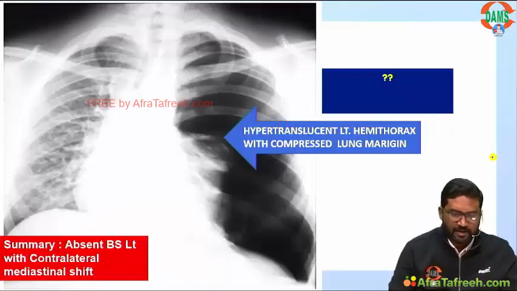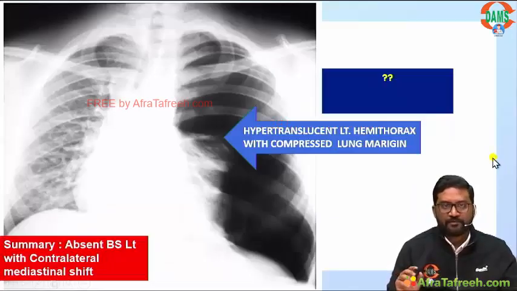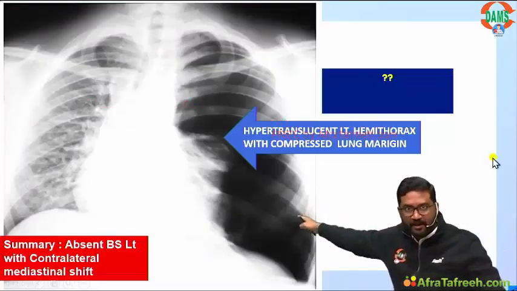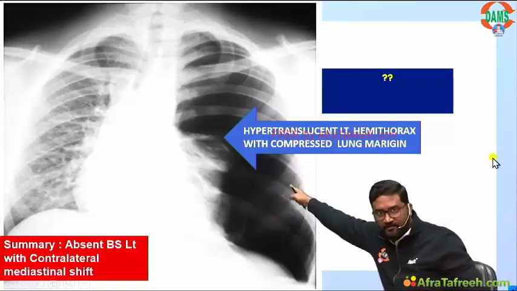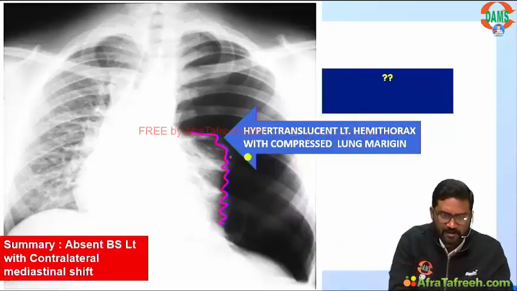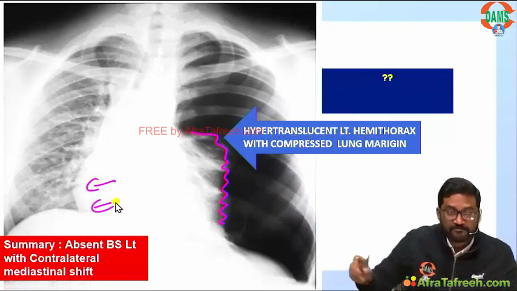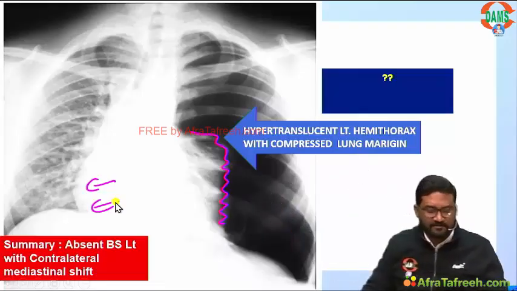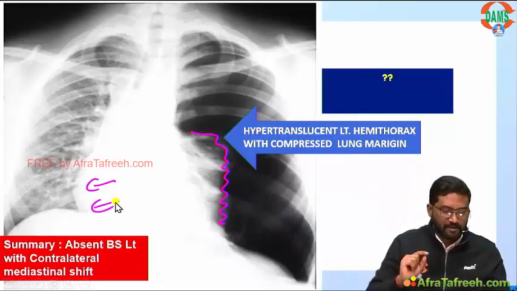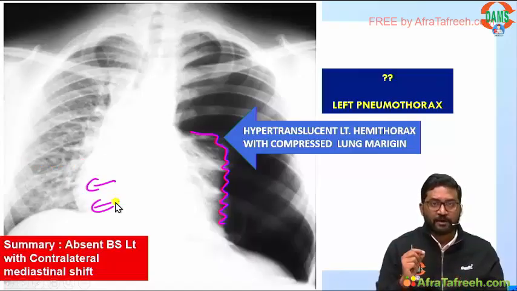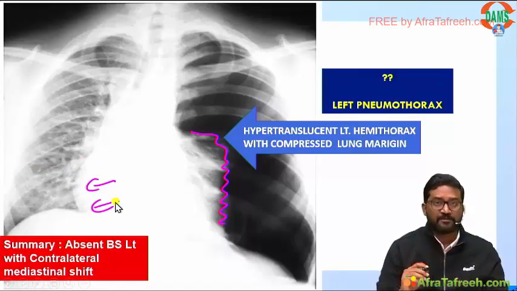Now coming to examiner's favorite. If an examiner wants to ask one X-ray from respiratory medicine, it will be this X-ray. What is this? This is black. And what else you can see? You can see compressed lung margin. And what is this? Shift of mediastinum to the opposite side, because there is a black area, there is a shift with compressed lung margin. This is left pneumothorax. So this is how we need to clinically and radiologically differentiate the common clinical entities in respiratory medicine.